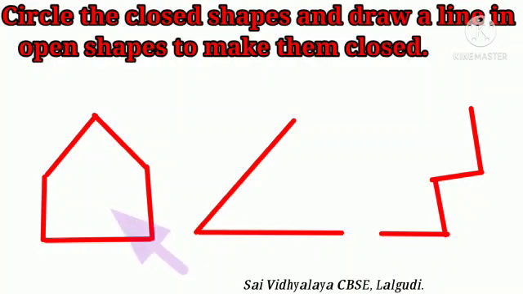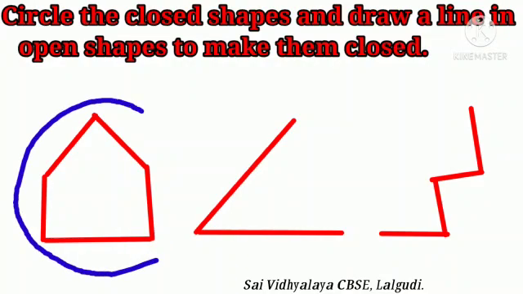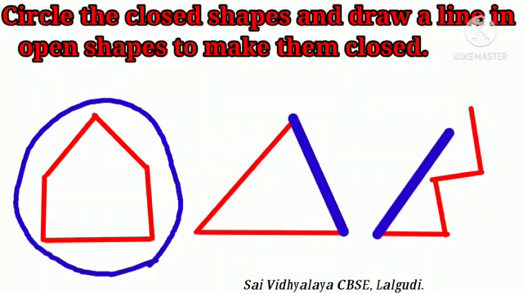First one. Yes, the first one is the closed shape. Now circle this. Next, we have to make the remaining shapes closed shapes. For that, let's join the starting and ending point to make these shapes closed shapes. Now, all the shapes are closed shapes.